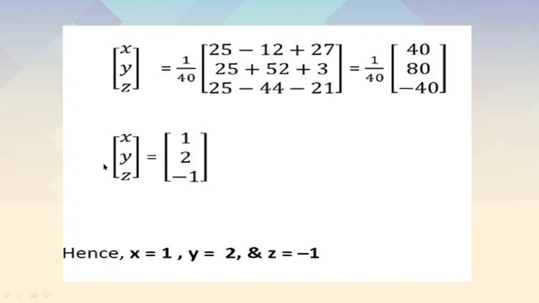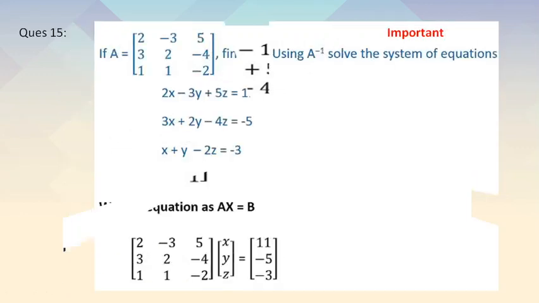This is matrix X, which was X, Y and Z. So this is a 3 by 1 matrix, this is also a 3 by 1 matrix, and in between we have this equality symbol. It means each and every corresponding element is equal. All three elements have these values. X is equal to 1, Y is equal to 2 and Z is equal to minus 1. So this is the method to solve the given system by using the matrix method.